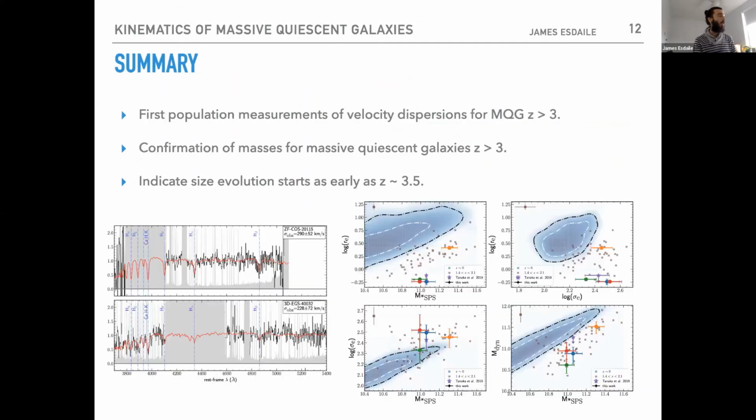So with that, I'll leave you with my summary. We've made the first population measurement of velocity dispersions for massive quiescent galaxies at redshift greater than 3, confirmed that they are as massive as we expected them to be, and seen that the size evolution for this population starts as early as redshift 3.5. So thank you.